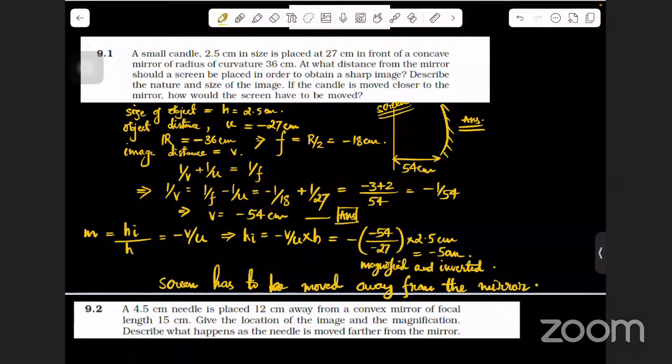If there are any doubts, then... I don't think there is any doubt as such now in this part. So yeah, that's great. So let's move on to the next question.